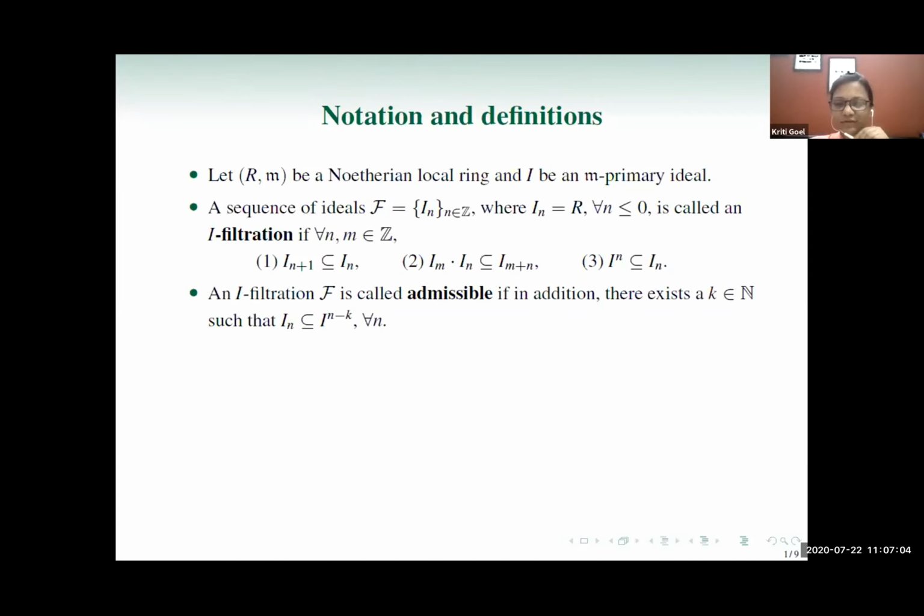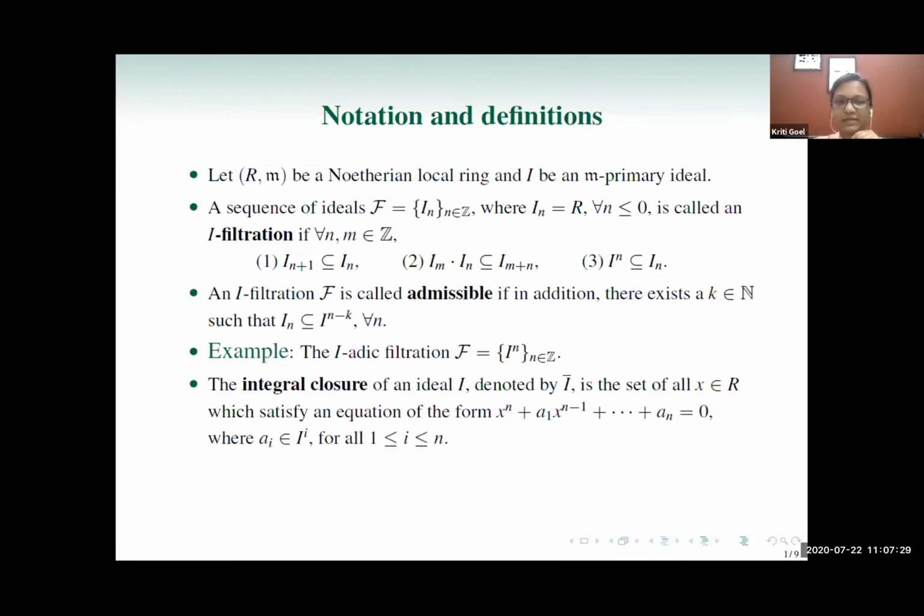A very common example of an admissible filtration is the I-adic filtration. This means given an M-primary ideal I, we look at the set of ideals consisting of the nth powers of the ideal I. Now the other interesting and most sought after filtration, which is admissible, is the integral closure filtration. Let me quickly define what it is.